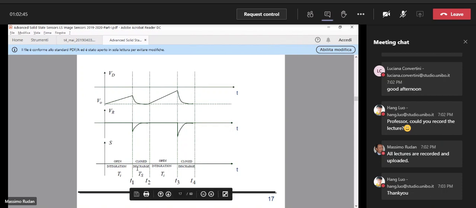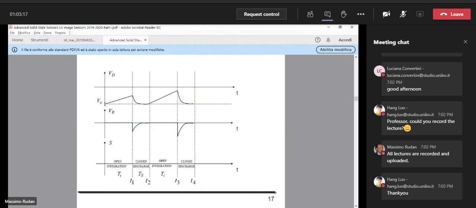And then the integration periods alternate with the sampling periods, T sub s, okay, in which we have the discharge of the accumulated charge of the p-n junction. If you look now at the upper diagram, you see that the voltage Vd is always negative, okay?